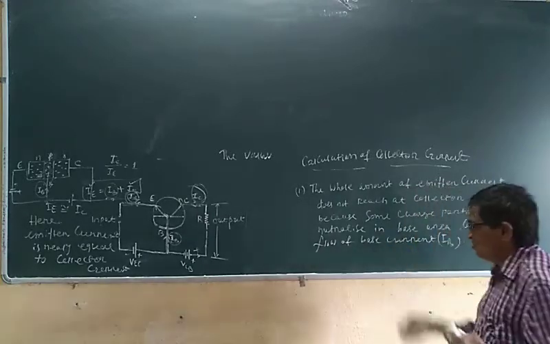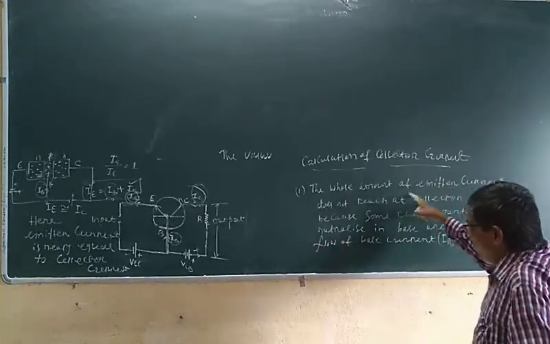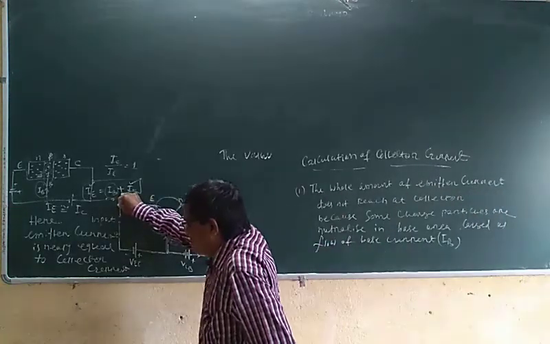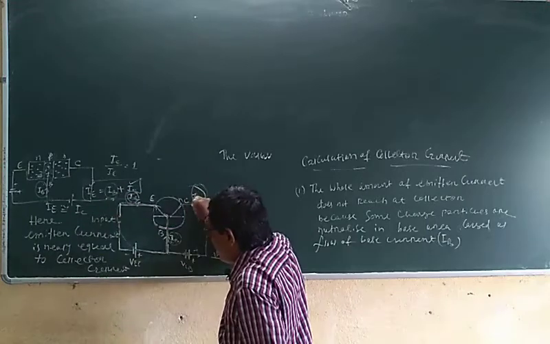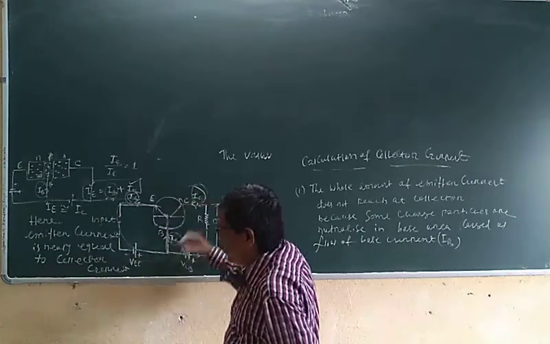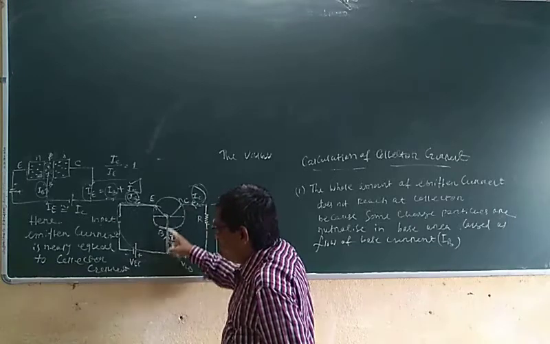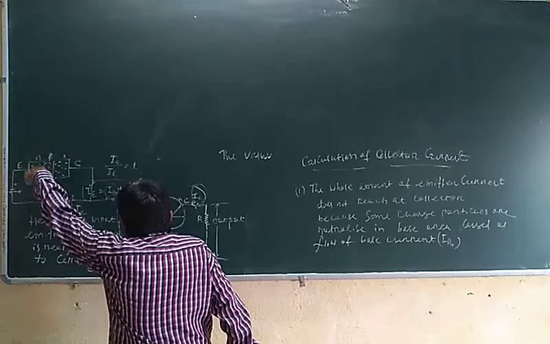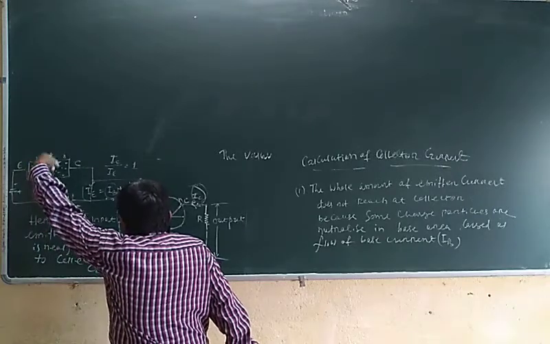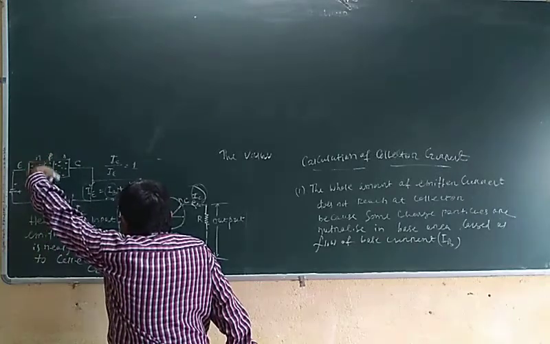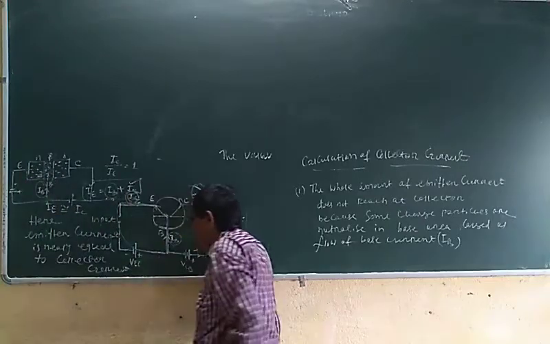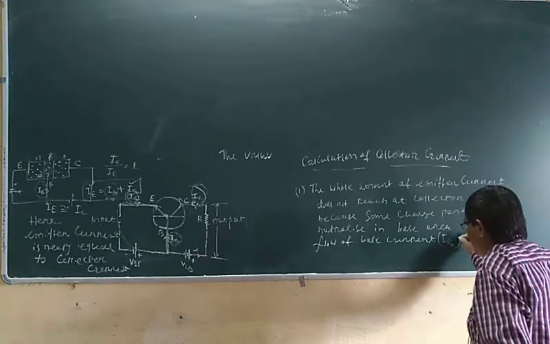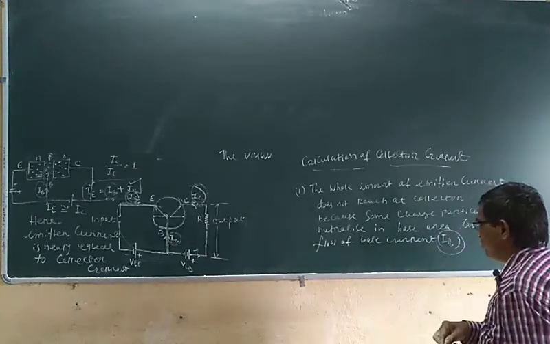Now, what is the meaning? The whole amount of emitter current IE does not reach the collector point IC. Why? Because some charge particles are neutralized in this section, the base area. By the action of neutralization, it causes the flow of base current IB. So IB is a very small amount of current.